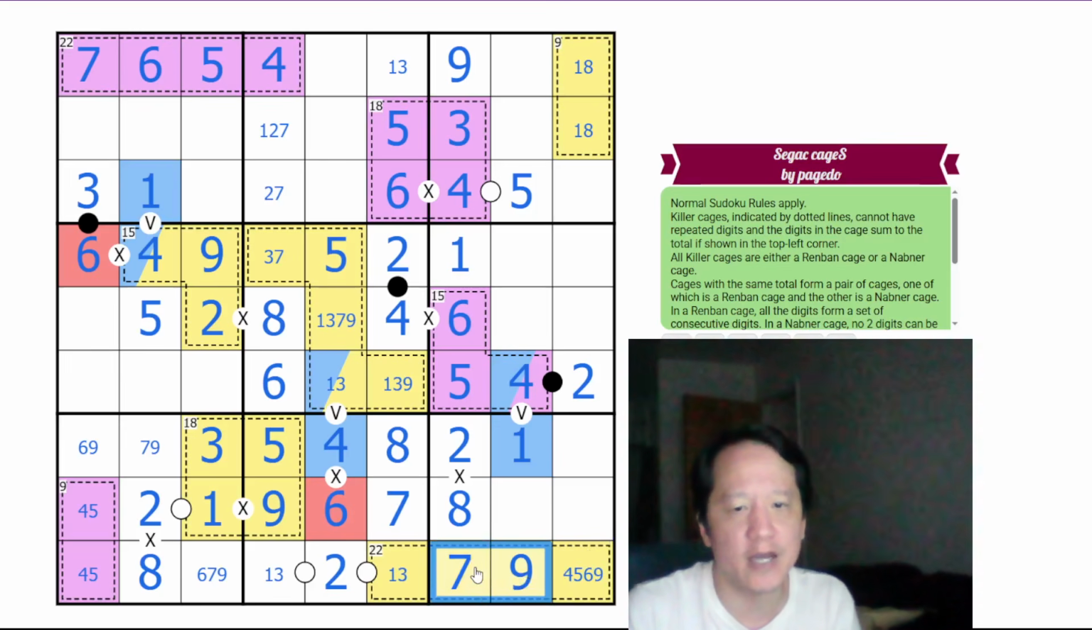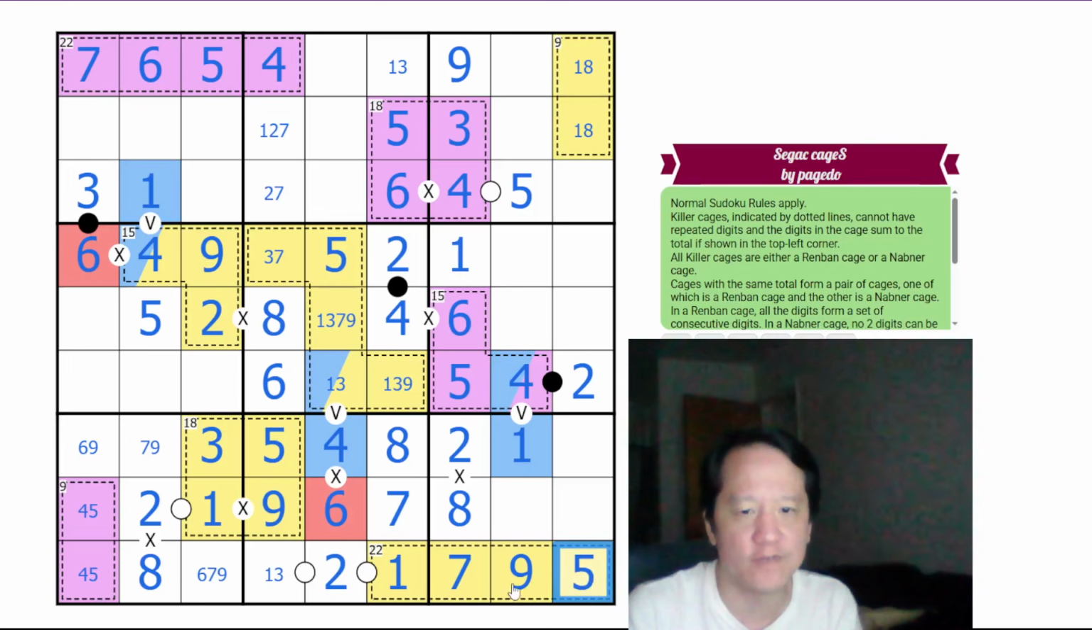7 and 9 add up to 16. 22 minus 16 is 6. And if we add 6 with this 1 and 3, you can't have 6 with 3 because it would be 3 and 3 to add up to 6. So this has to be 1 and 5 here.